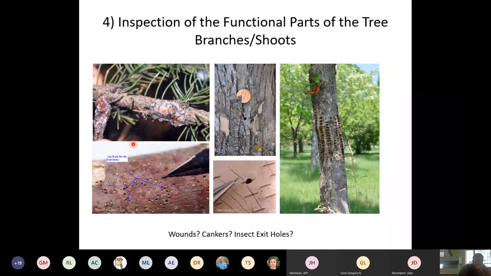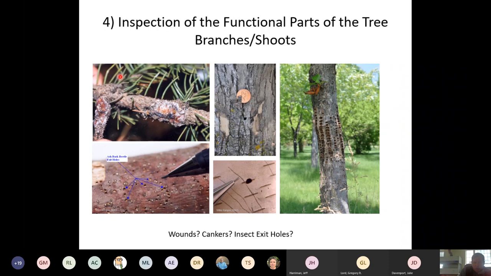Inspection of the functional parts of the tree, the branches and shoots. So you look for things like exit holes from insects. This is native ash bark beetle, very common. Here's a bronze birch borer on birch. This is an emerald ash borer.